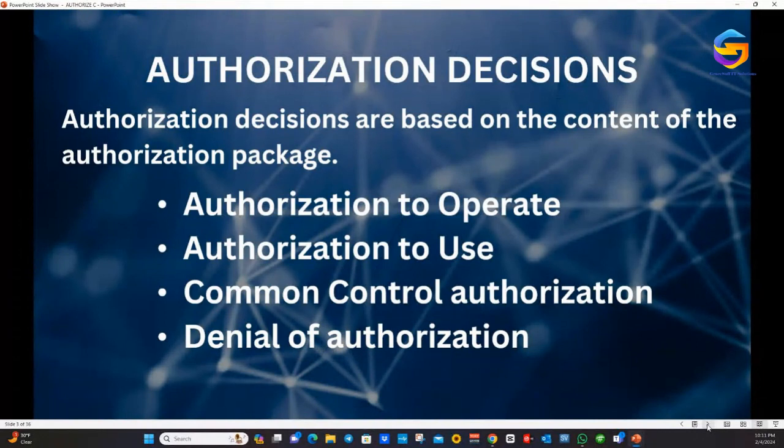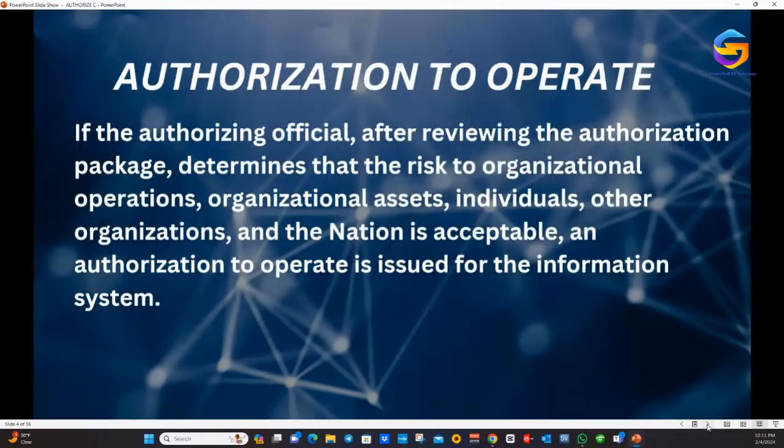So what does all this mean? So let's look at the first one: authorization to operate. And as the name goes, authorization to operate, meaning you've been given the license, you've been given the permission to operate for the system to go into operation. So let's look at what that gives us.